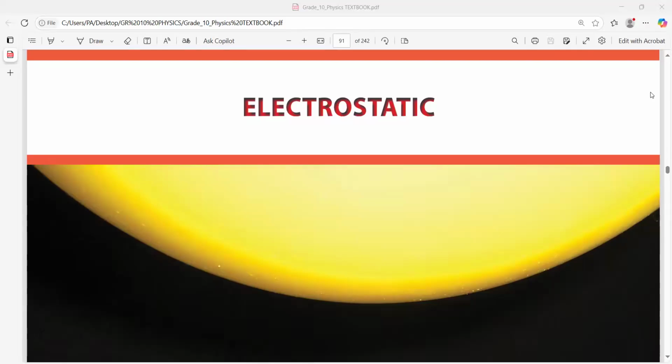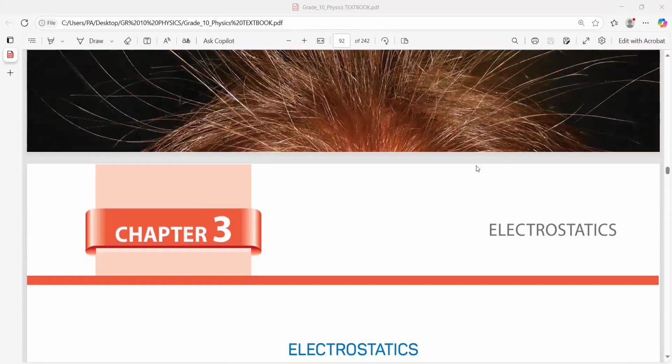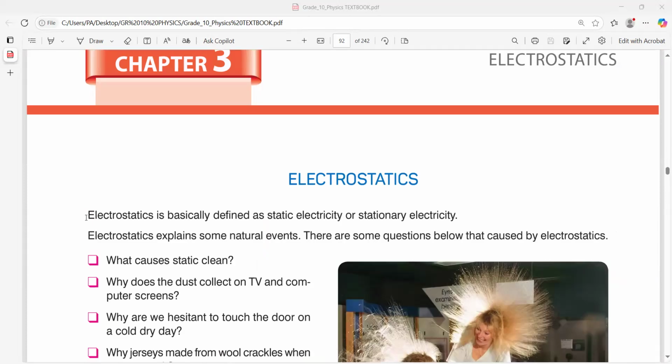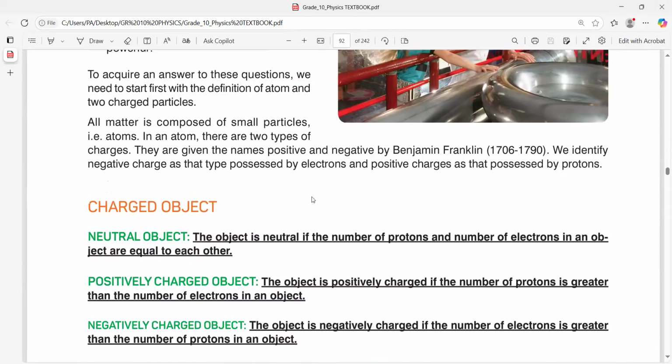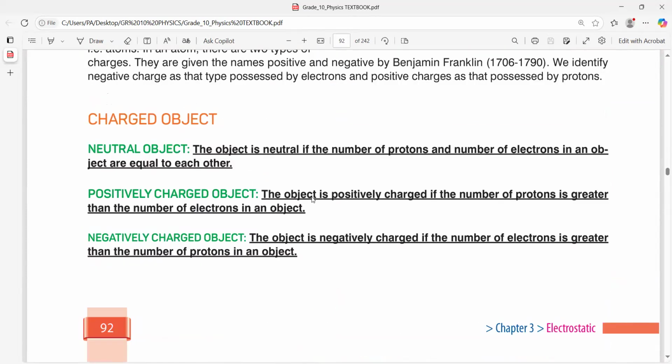Today we are having revision for electrostatics. All right. So first of all, electrostatics definitions we should know. Number one: electrostatics is defined as static electricity or stationary electricity. And then we have charged object, neutral object, positively charged object, and negatively charged object.